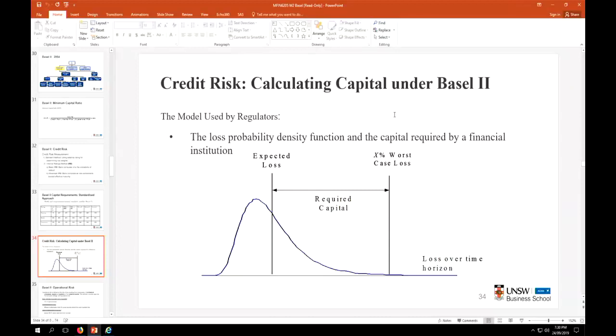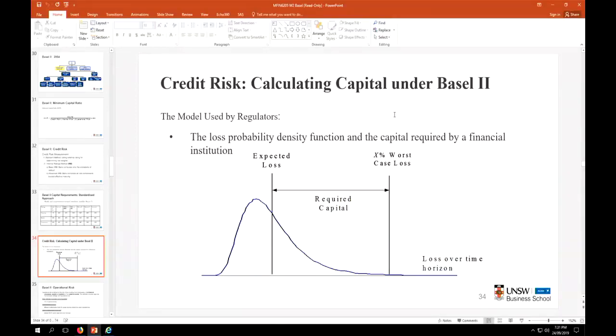The aim is not to have capital such that 100% of cases are covered. If you want 100% of cases covered, then your entire balance sheet will be equity. But you figure out what level of risk you're prepared to tolerate. Let's say 1%. If you're prepared to tolerate 1% of risk, then this is the amount of capital that you will end up holding. In basic terms, that's the model for capital calculation for credit risk.